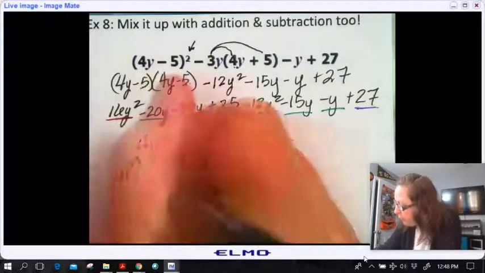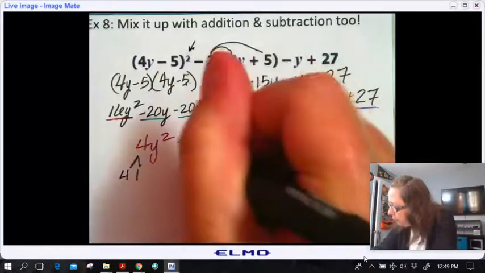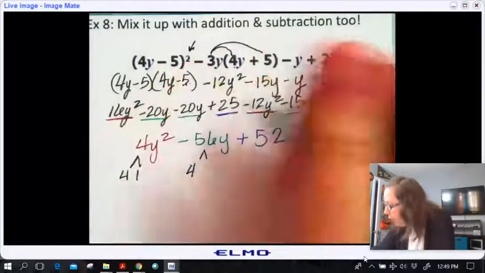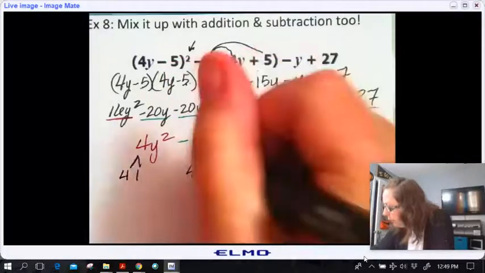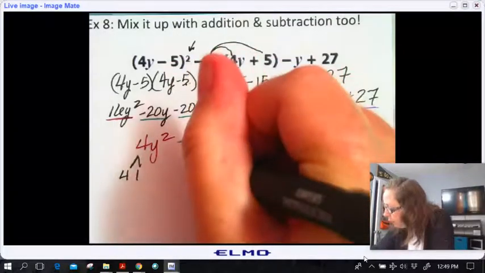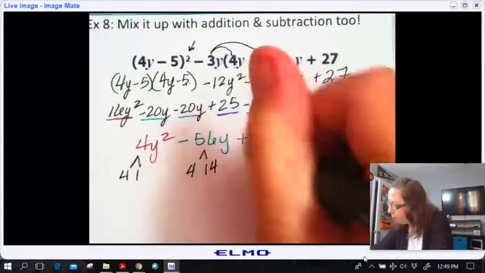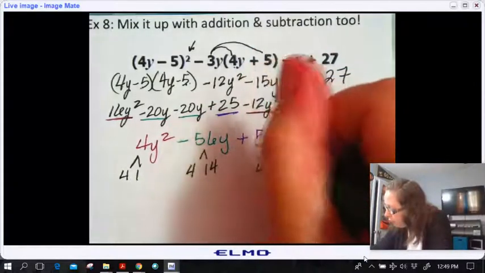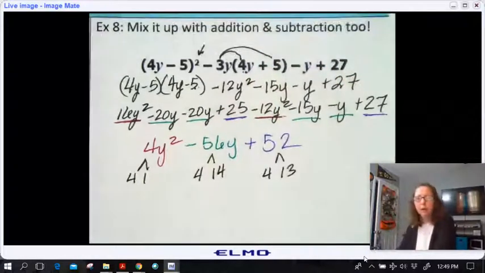This is the same as 4 times 1. This is the same as 4 times 1, 4 times 14. And this is the same as 4 times 13. Okay, so all of them are divisible by 4.